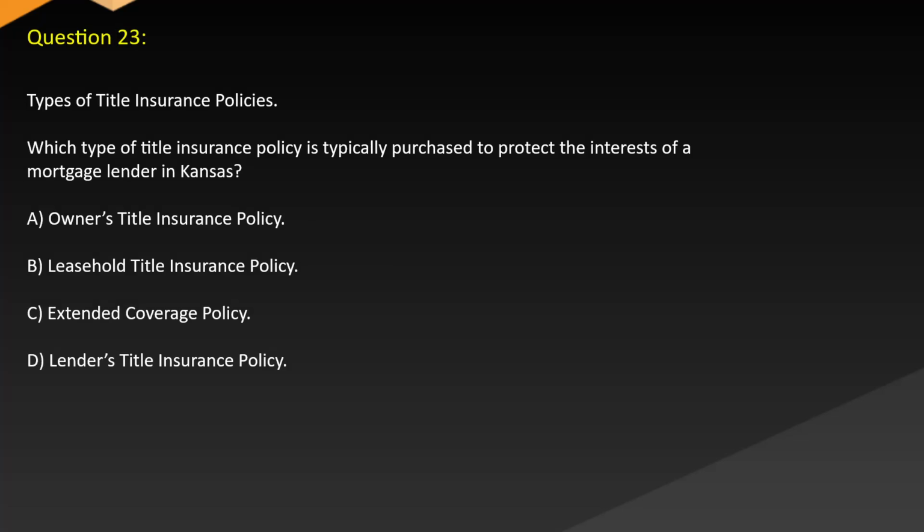Question 23. Types of title insurance policies. Which type of title insurance policy is typically purchased to protect the interests of a mortgage lender in Kansas? A. Owner's title insurance policy. B. Leasehold title insurance policy. C. Extended coverage policy. D. Lender's title insurance policy.